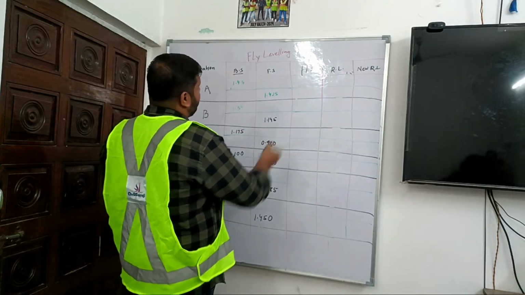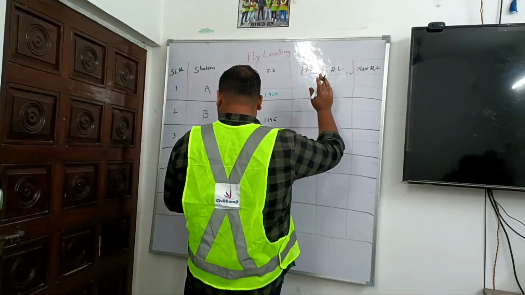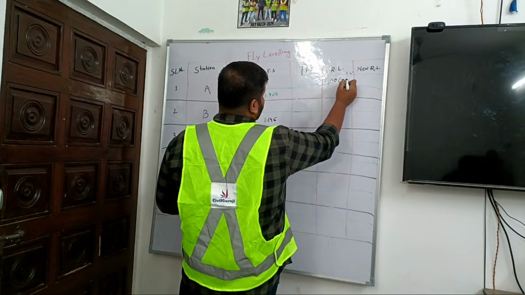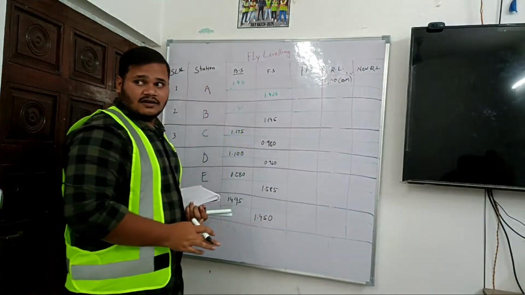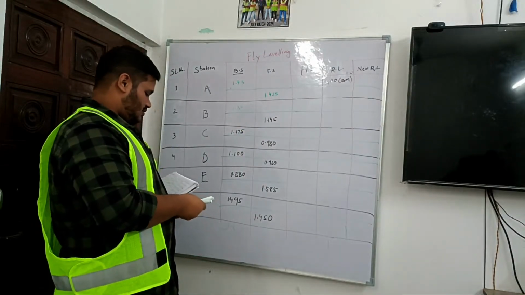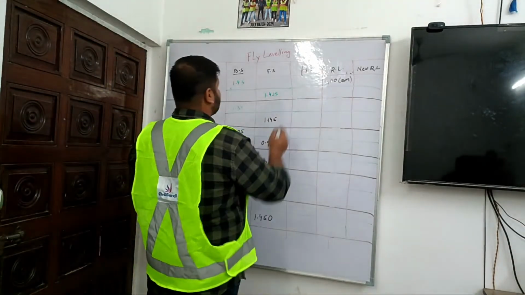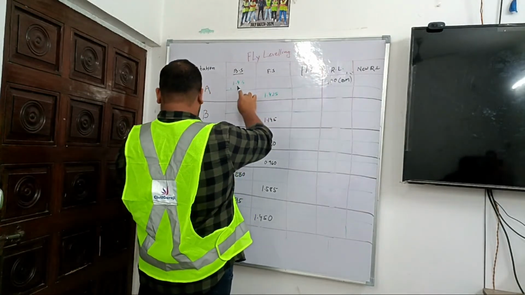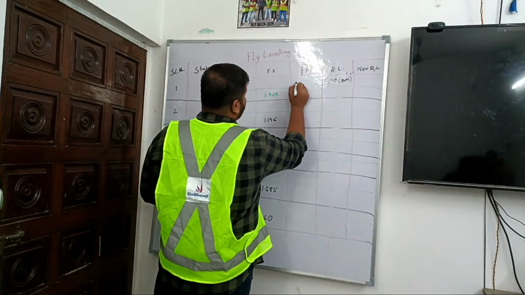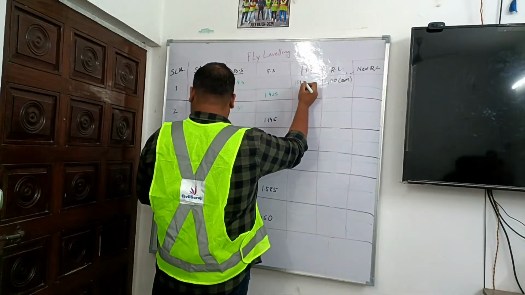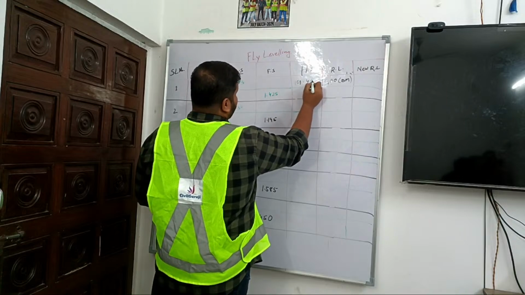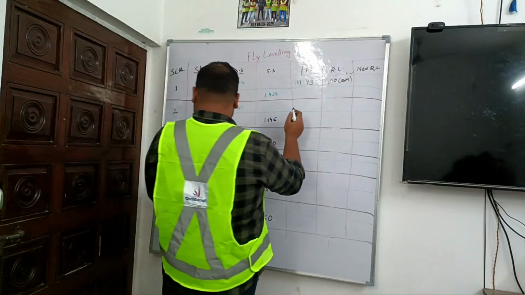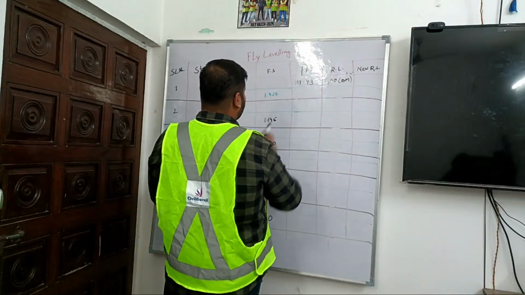Now we know the benchmark at the first point is 100. We have taken it as 100, so we will write it in the RL section directly. Then the height of instrument. The height of instrument at this station is RL plus BS. This RL plus BS comes out to be 101.43 meter. This is all in meter.